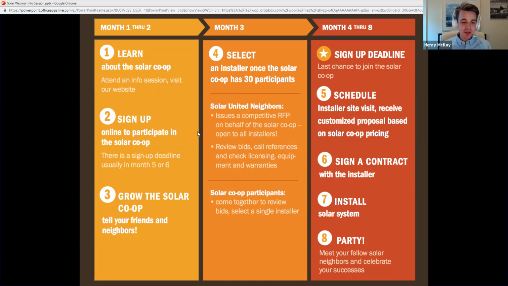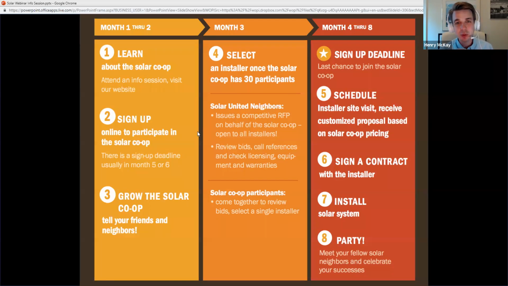And the way they do that is, when you join the solar co-op, in the application, we ask you, what are you looking for in a good solar installer? What are your priorities? Is it price? Is it strong warranties? Is it a company that's local? Is it a company with a good track record? Maybe it's a company that offers domestically made solar panels and other products.